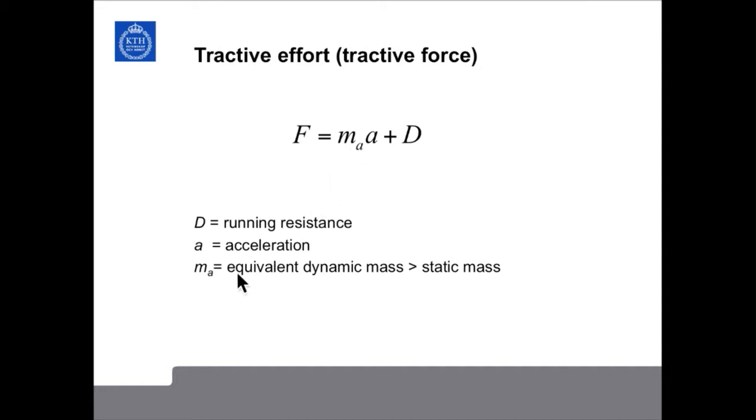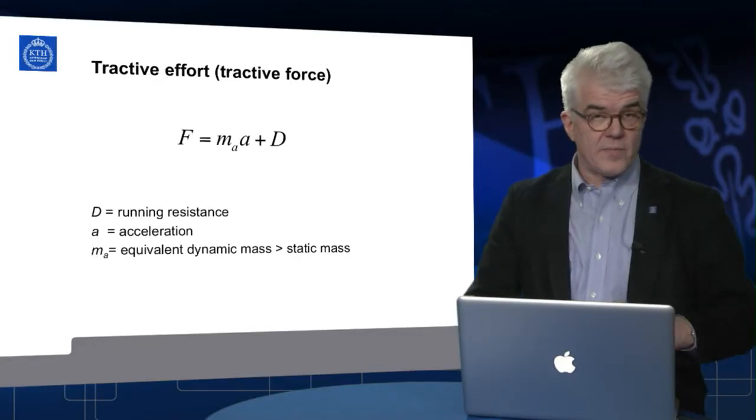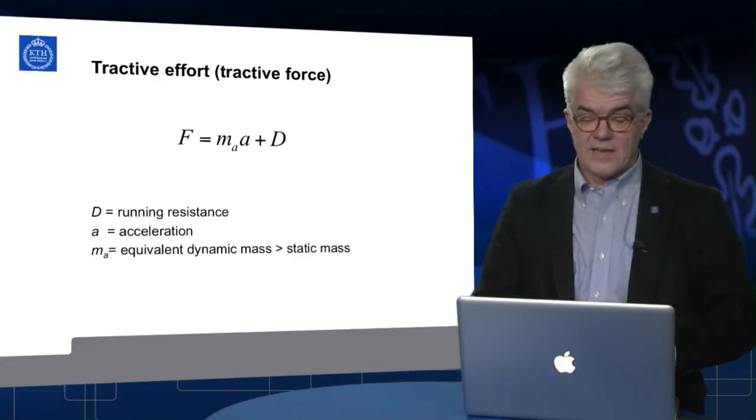MA stands for the equivalent dynamic mass, which also takes into account rotating masses that you have to accelerate as well as the train itself, which means that the dynamic mass or equivalent mass is somewhat bigger than the static mass.